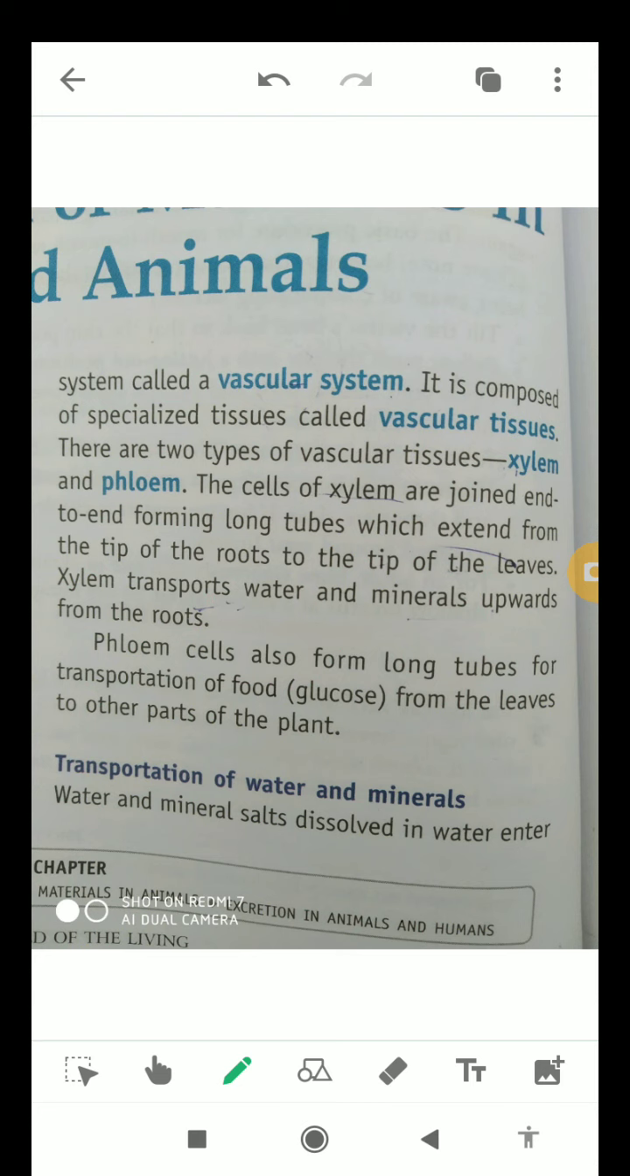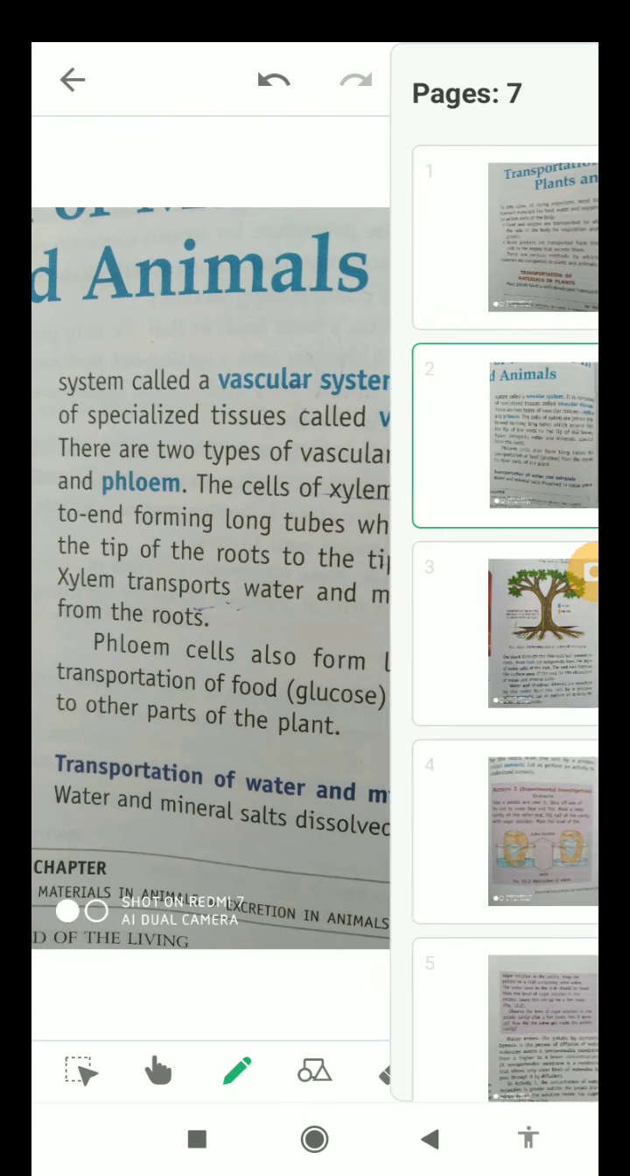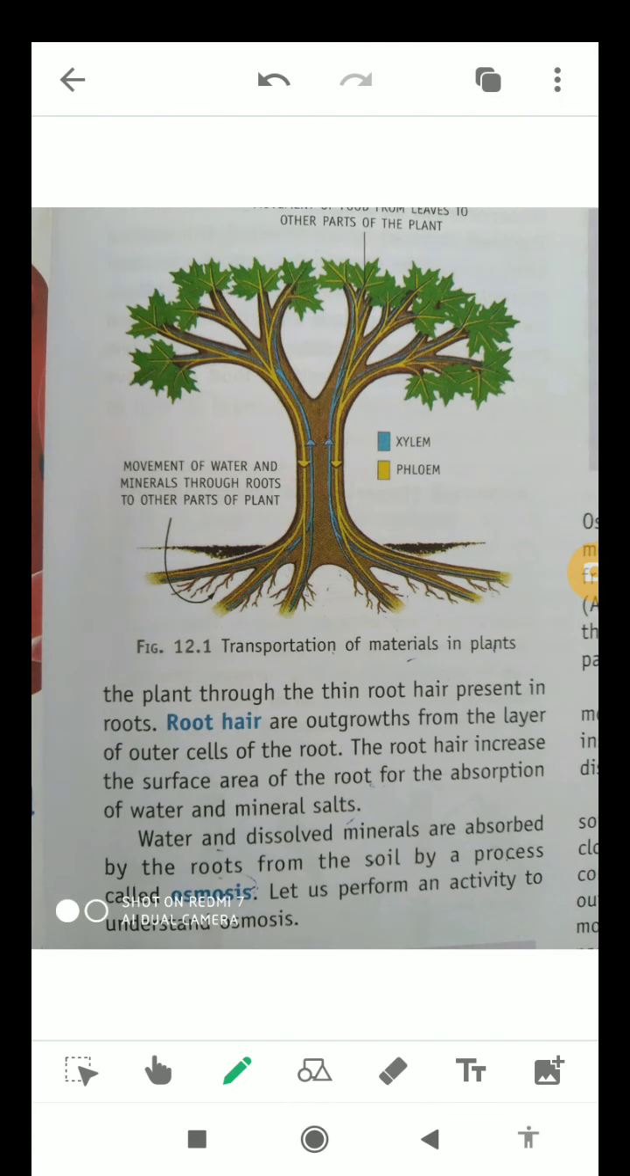Water and mineral salts which are dissolved in water enter the plant through the thin root hairs present in roots. Root hairs are outer cells of the root. What is the function of root hairs? The root hairs increase the surface area of the root so that maximum absorption of water and minerals can be done.